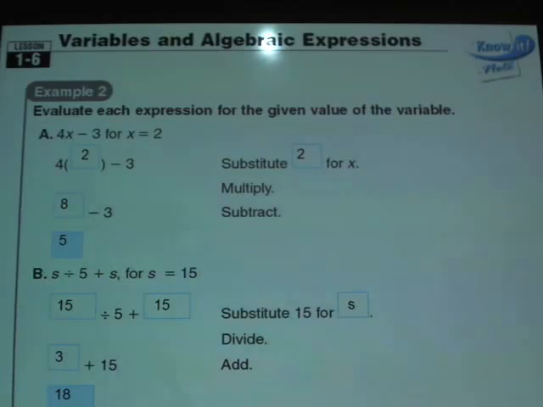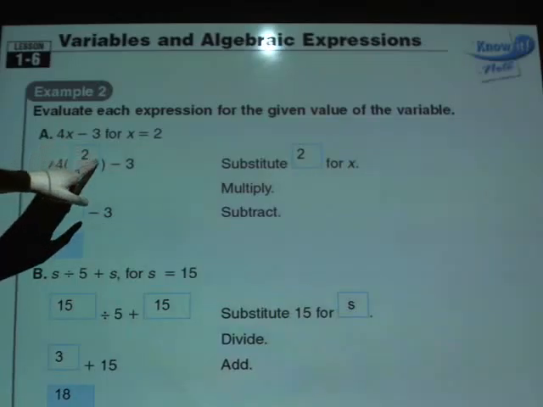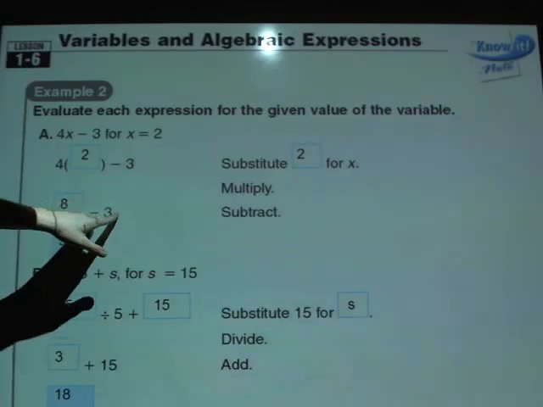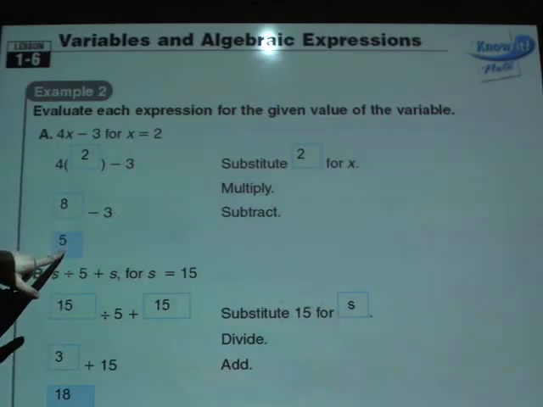So of course, order of operations would make me do this multiplication first. So I'm going to do this 4 times 2 first, which changes into 8 as you can see, then subtract the 3, and that's how I end up with 5.